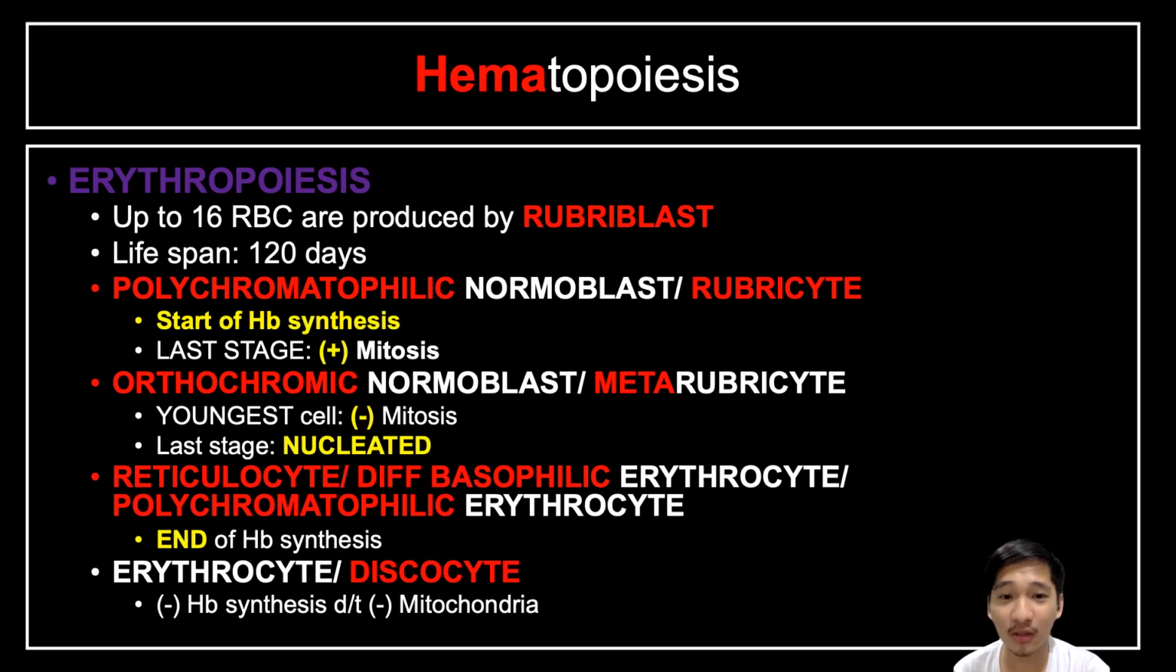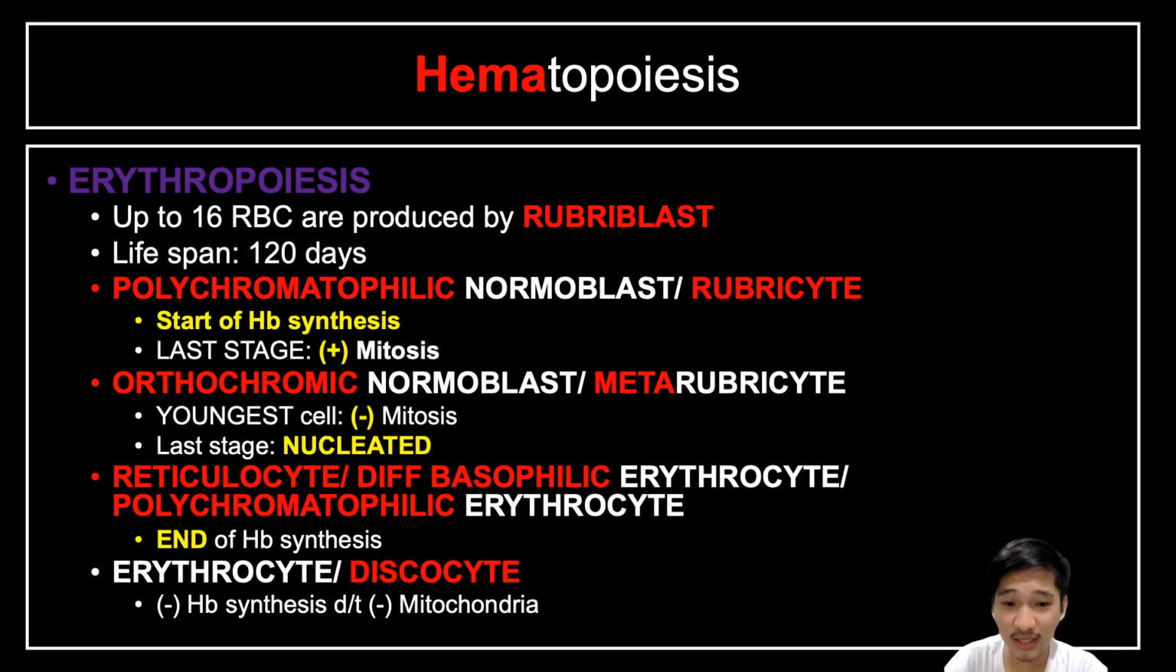Next would be the polychromatophilic normoblast, or the rubricyte. Other textbooks would say that this stage is the start of hemoglobin synthesis, and also the last stage capable of mitosis, or division. Next will be the orthochromic normoblast, or the metarubricyte. In this stage, it is the youngest cell incapable of mitosis. And also the last stage that is nucleated, because in our reticulocyte stage we have only fragments of the nucleus. And it is also the end of hemoglobin synthesis.